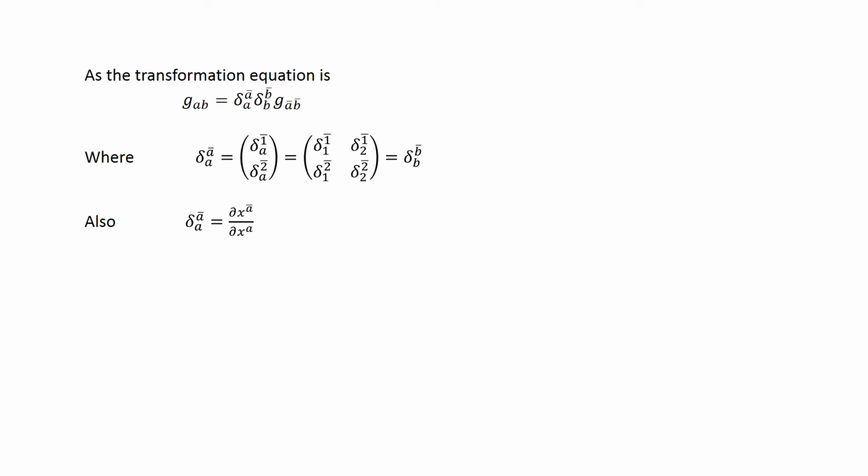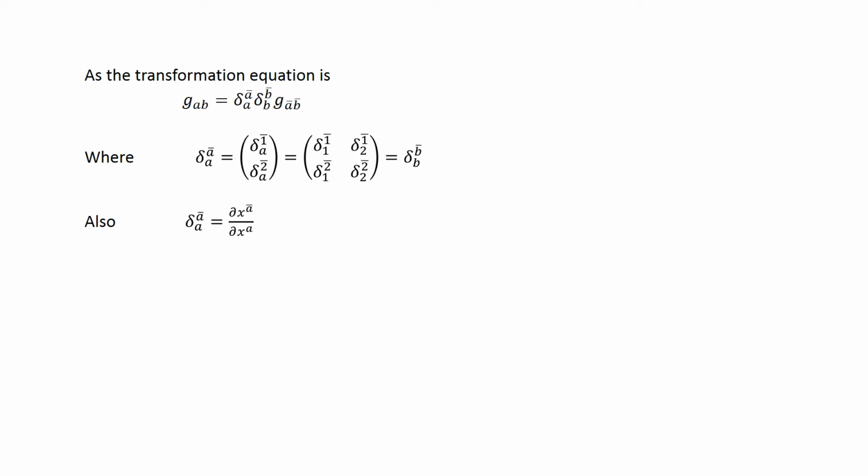Guys, as we know the transformation equation of any tensors, here we have a transformation equation for a metric tensor. G A B is equal to delta A bar A, delta B bar B, G A bar B bar. Here delta A bar A is equal to delta 1 bar A, delta 2 bar A, and is equal to delta 1 bar 1, delta 1 bar 2, delta 2 bar 1, delta 2 bar 2. In the same way we have the result for delta B bar B.